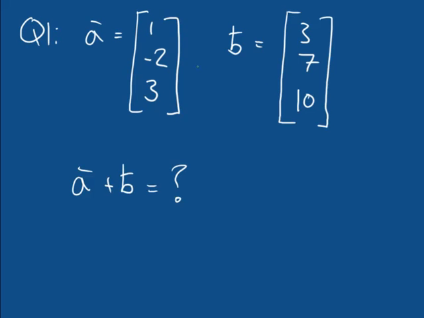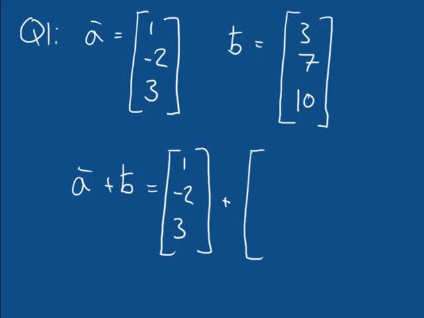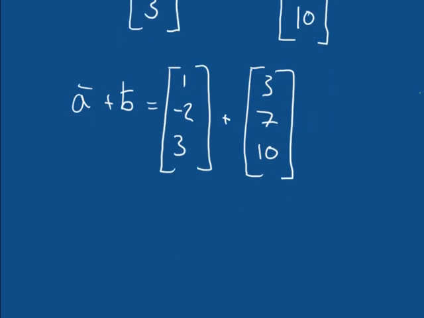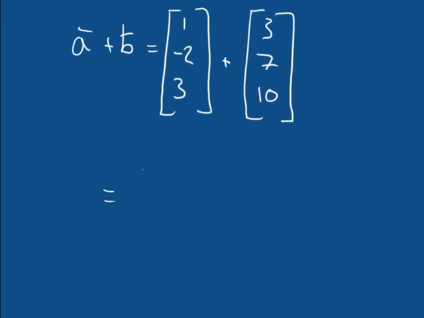So a nice simple example to start out with, simply adding two three-dimensional vectors. So we know that this is equal to 1, minus 2, and 3, plus 3, 7, and 10. So when we're adding our three-dimensional vectors, much like when we're adding our two-dimensional vectors, we take the first component of the first vector and we add that to the first component of the second vector, and that's going to give us the first component of the result. So 1 plus 3 is the first component of the result.